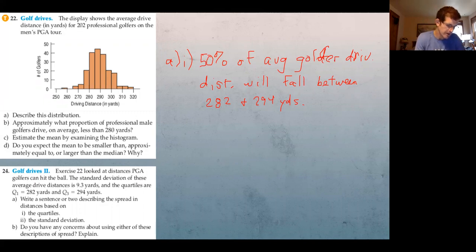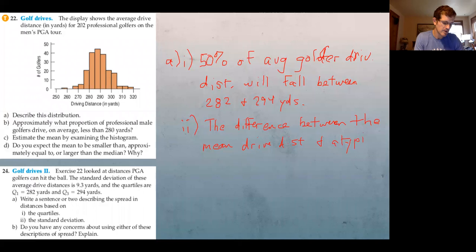The standard deviation, a little bit trickier. And I encourage you, look up the problems in the back of the book where the answers are, just to make sure that you're answering it in a way that makes sense. But what you might say here is that the difference between the mean drive distance and a typical pro golfer is 9.3 yards.